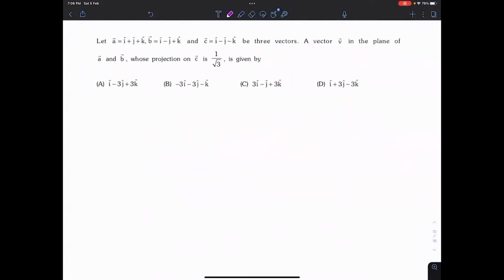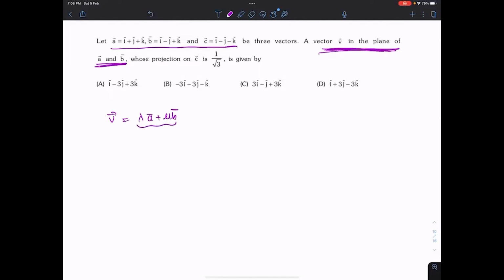Now this is a very important statement, guys. They have given some three vectors. They are saying vector V bar in the plane of A bar and B bar. So V bar is in the plane of A bar and B bar. How will you take a general vector which is in the plane of A bar and B bar? You should take lambda A bar plus mu B bar.